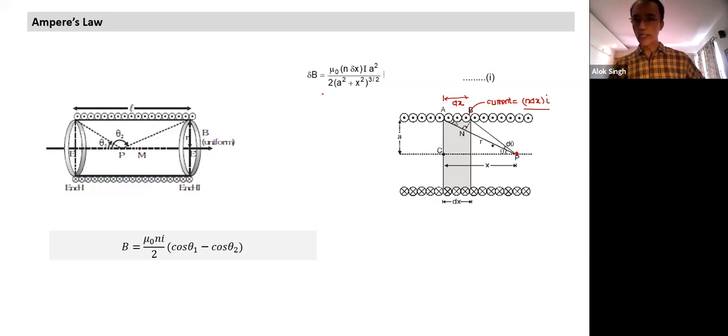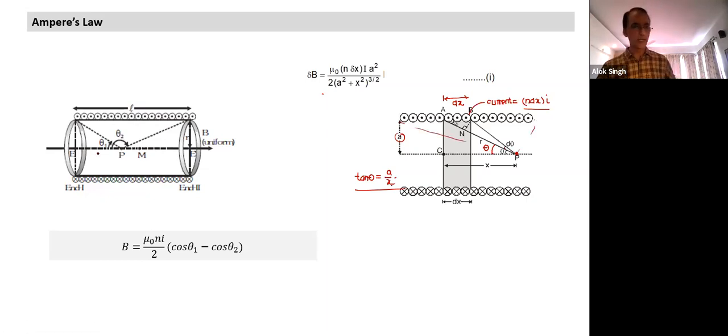Even x also I can write in terms of this angle theta. So what is x equal to? If the radius of the solenoid is a, tan theta is equal to a by x. So again, I can write even x in terms of theta, and we can integrate. When we integrate, angle theta will vary from this angle to this angle. I'll just give the result.